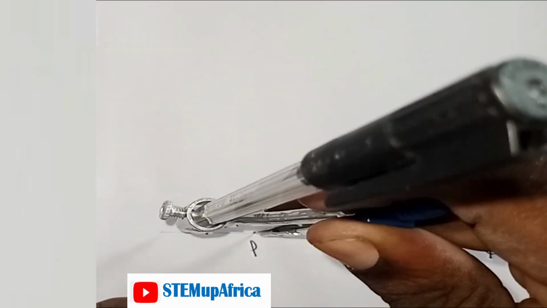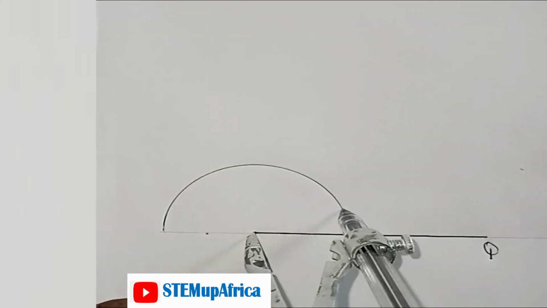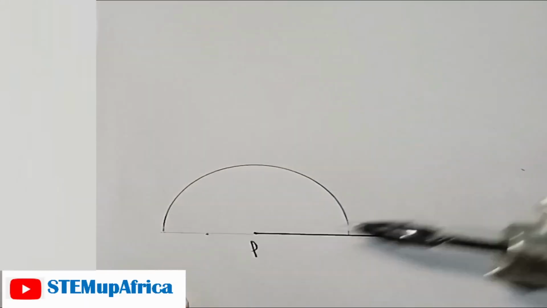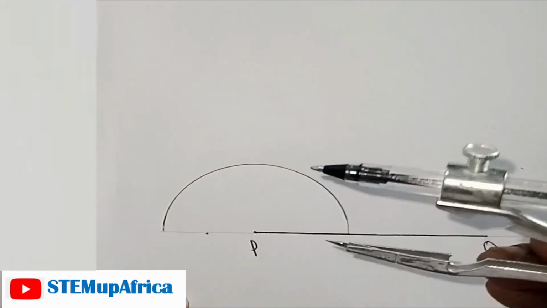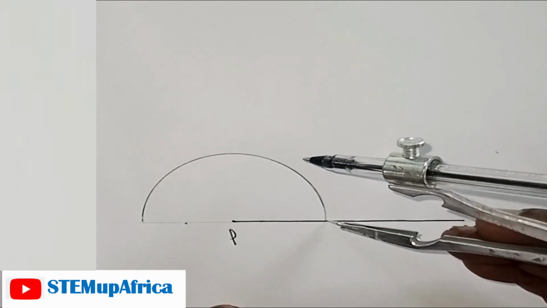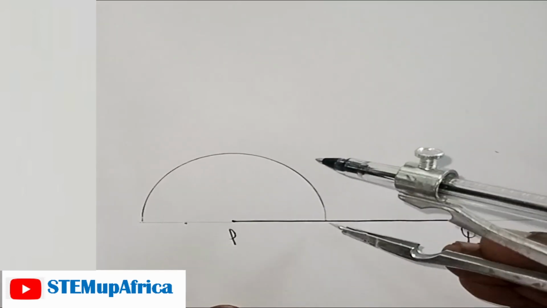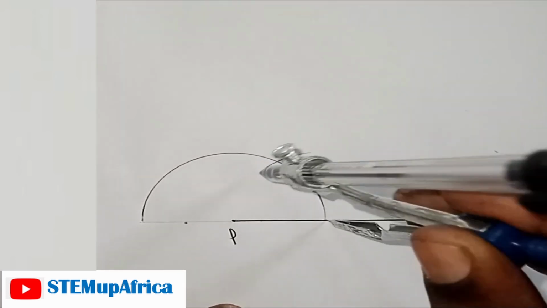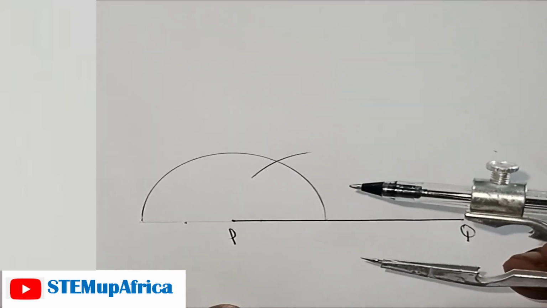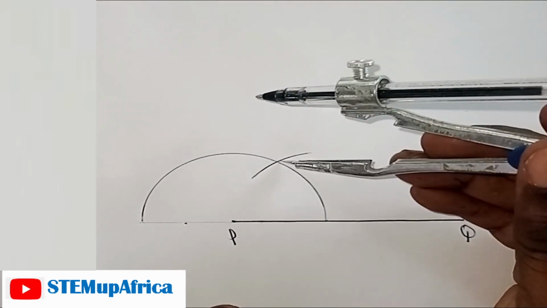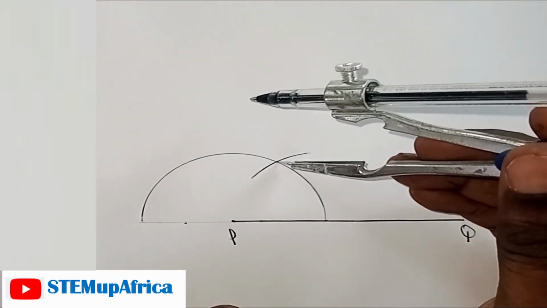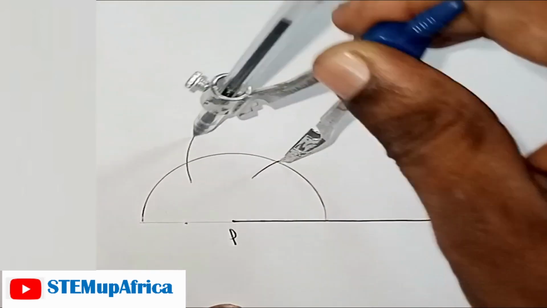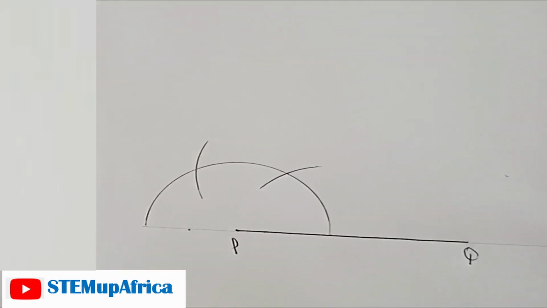So I'll put it at P and draw a semicircle. A semicircle is half of a circle. So with the same radius, I'll put it at the point where the semicircle touches the line and cut an arc. With the same radius I used to draw the semicircle, this angle is 60 degrees. When I put it where the 60 degree arc touches the semicircle and cut another arc, that represents 120.